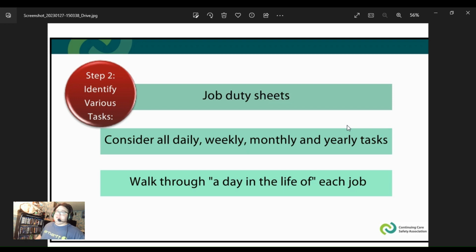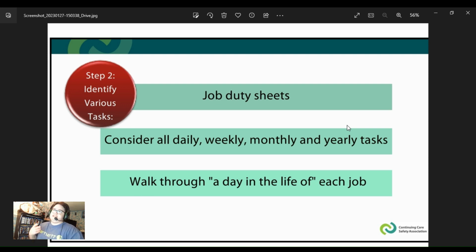And step two, identify the various tasks. So job duty sheets. Consider all daily, weekly, monthly, and yearly tasks. Sometimes that's not applicable, like me as a healthcare aide. I don't really have yearly tasks, like maybe get my learning and safety training done. That's really about it. Monthly tasks would be like taking weights, I guess. Yeah, that seems right. And then a walk through a life of each job.